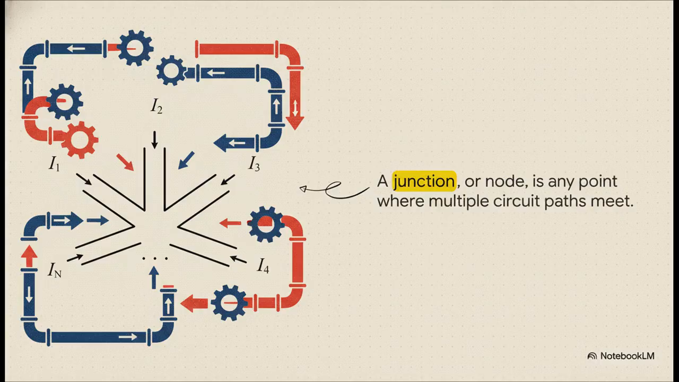And here you can see what we mean by a junction or a node. It's just any spot where a bunch of different circuit paths meet up. Honestly, the best way to think about it is like plumbing. Imagine a bunch of water pipes meeting at a single joint. The amount of water flowing in has to equal the amount flowing out, right? Well, it's the exact same idea for electrical current.